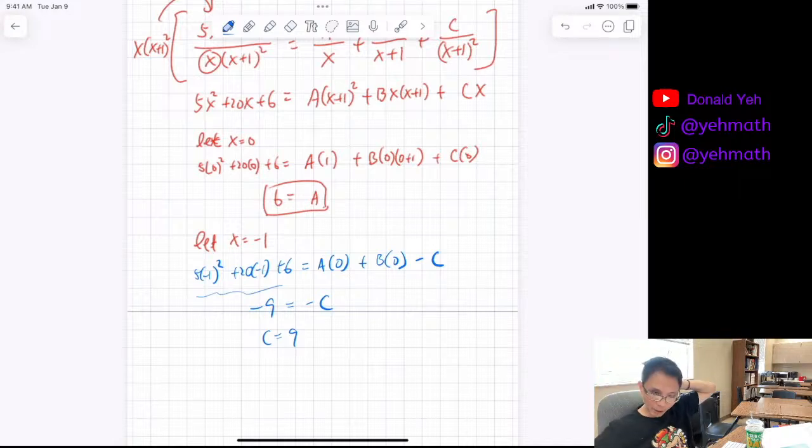All right, so c equal to 9. Once I got c equal to 9, then we say, well, what's the next value? We still need one more. We got b and c. We don't have a. So what do you think I should do next? You can plug in any value you like. I'll put 1. 1 is easier because I don't like to deal with -1.